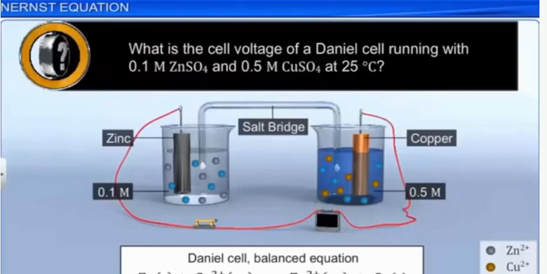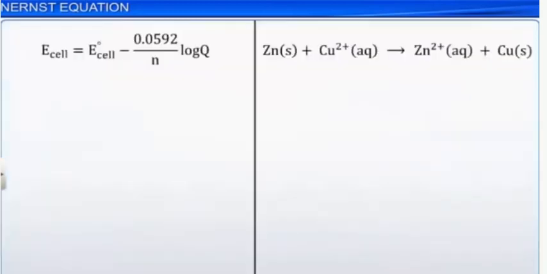Let's work through a typical problem involving the Nernst equation. What is the cell voltage of a Daniell cell running with 0.1 molar zinc sulfate and 0.5 molar copper(II) sulfate at 25 degrees Celsius? The balanced net ionic equation is given here. Here's a strategy for solving the problem.